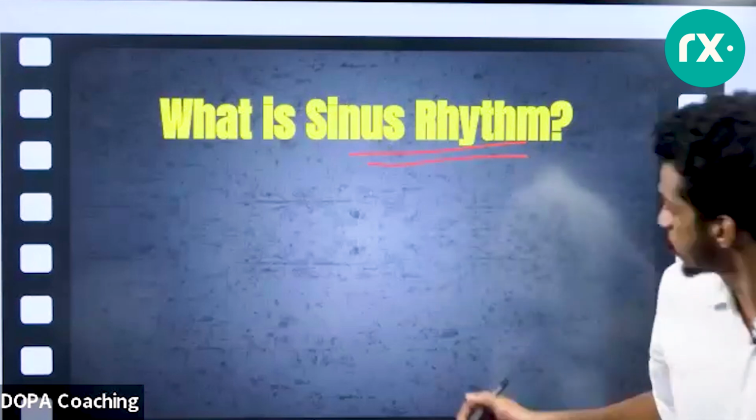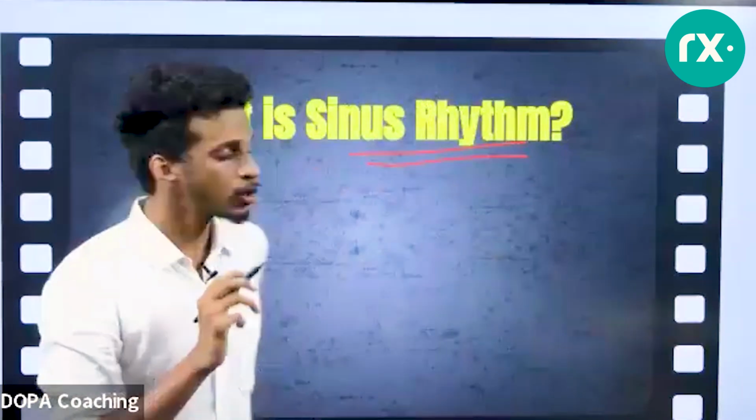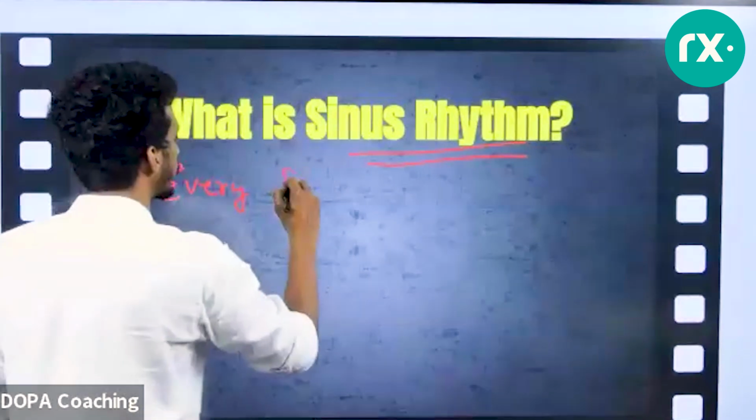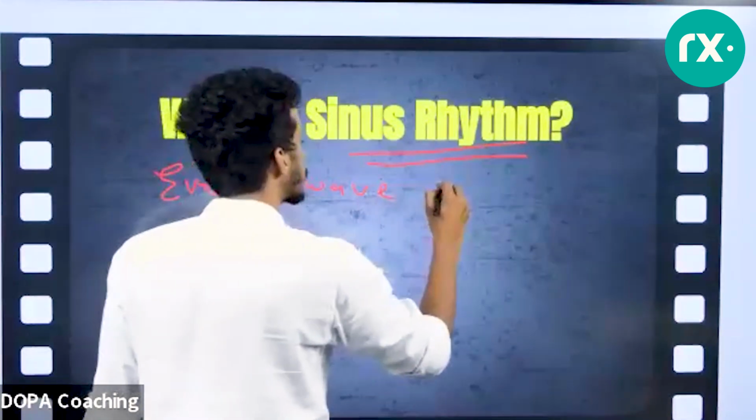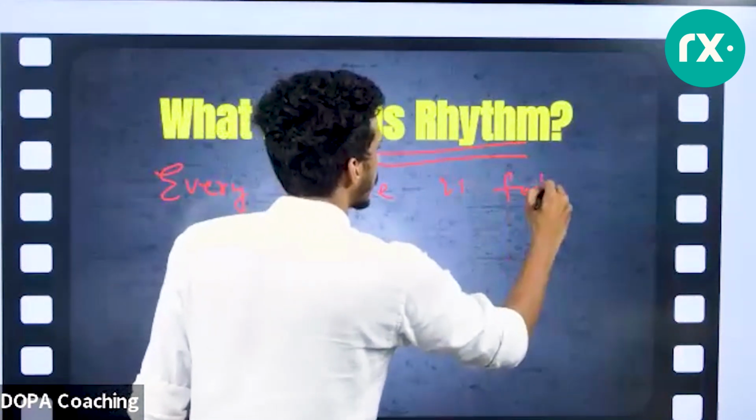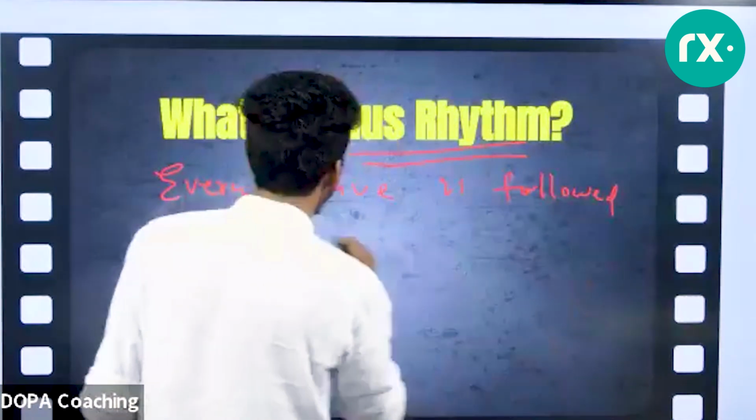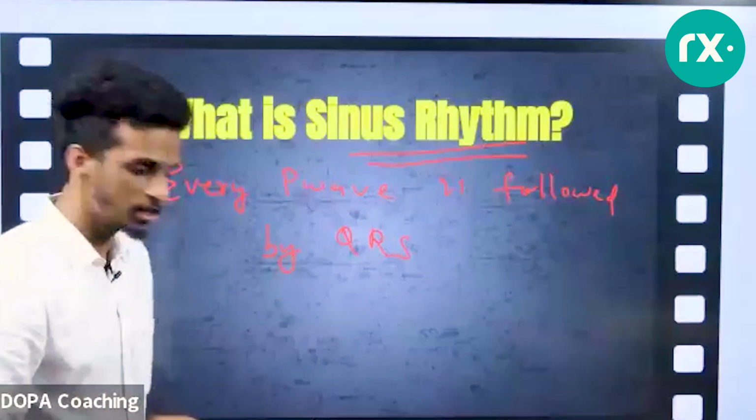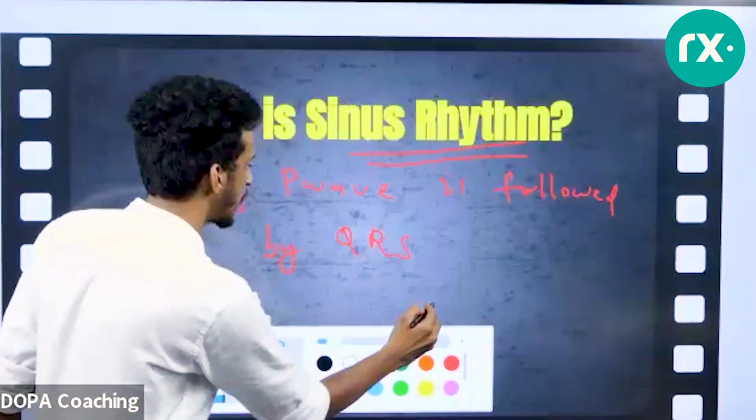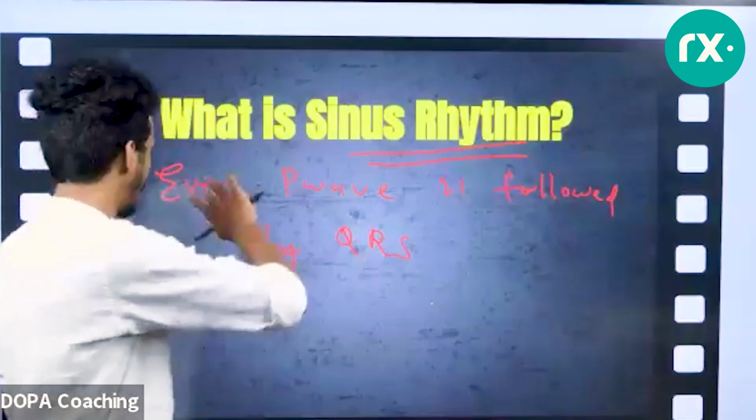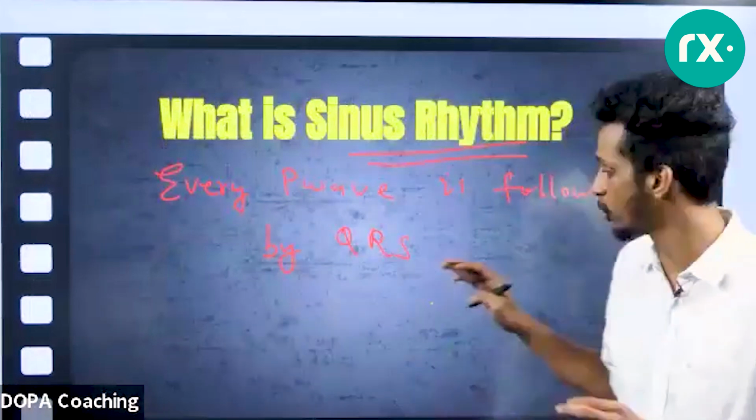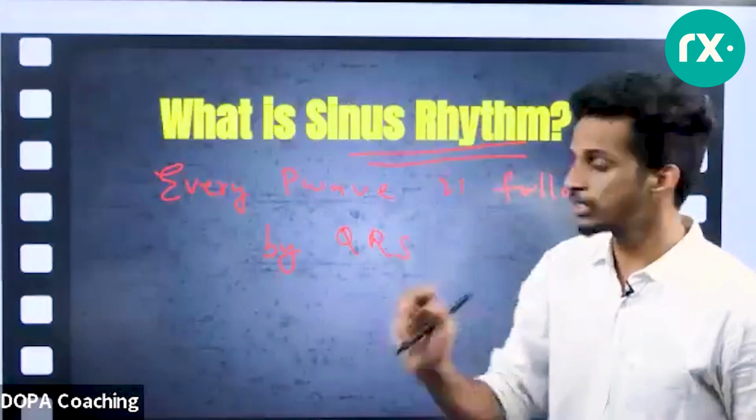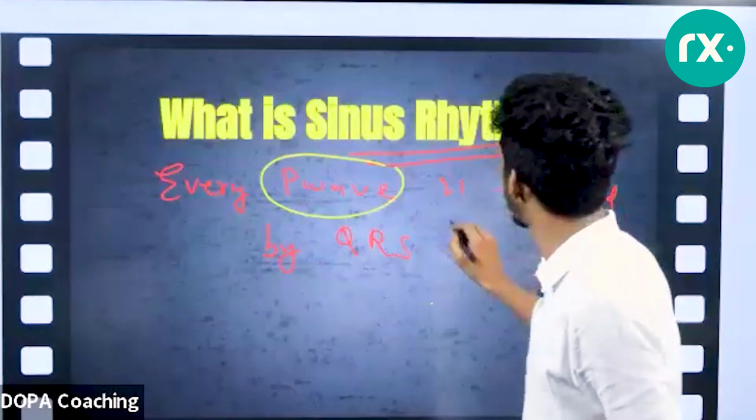Okay, so what is sinus rhythm? Sinus rhythm has just one meaning: every P wave is followed by a QRS. If every P wave is followed by a QRS, we call it a sinus rhythm. Sometimes I'm using a dark color, sorry for that, but I'm dictating along with it. So we call it a sinus rhythm when every P wave is followed by a QRS.